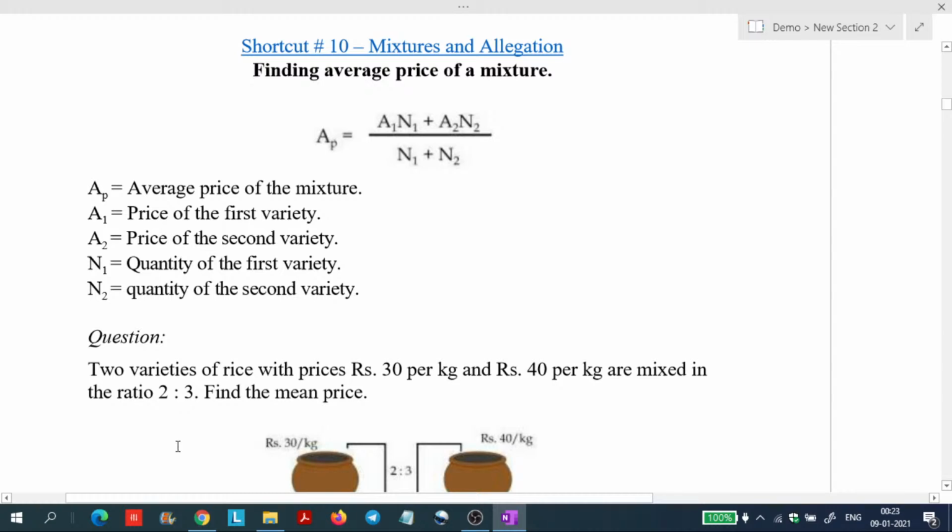Okay, next, mixture and allegation. Finding the average price of a mixture. So here the average price of the mixture is AP.